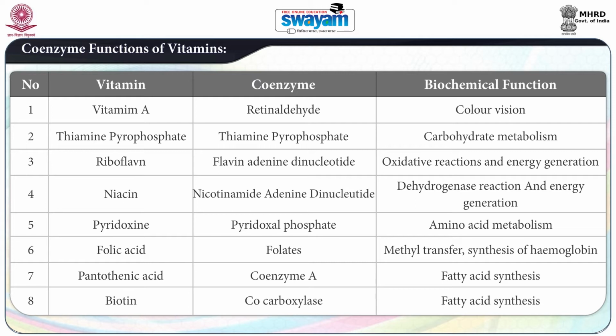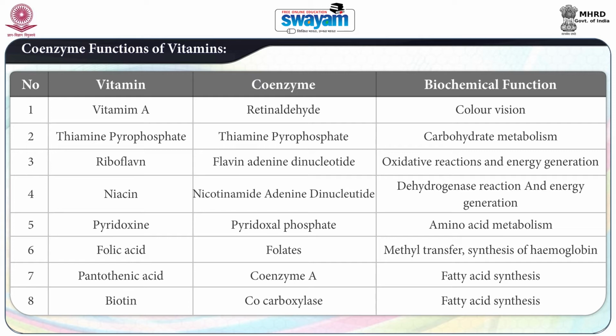Thiamine is present in the form of thiamine pyrophosphate, and it is involved in carbohydrate metabolism. Riboflavin, vitamin B2, is a part of flavine adenine dinucleotide, and it is involved in oxidative reactions and energy generation. Similarly, niacin is a part of nicotinamide adenine dinucleotide, and it is involved in dehydrogenase reactions and energy generation.